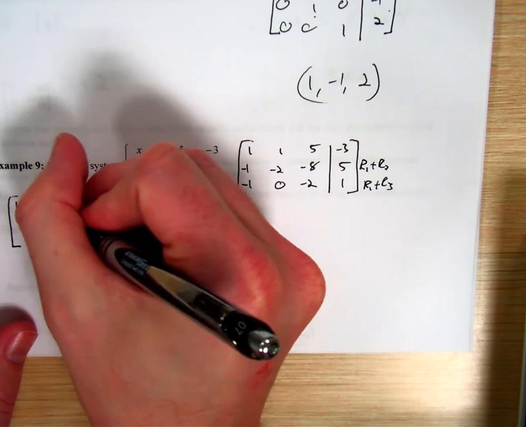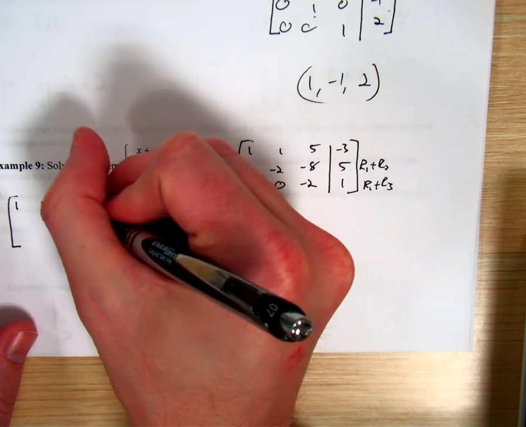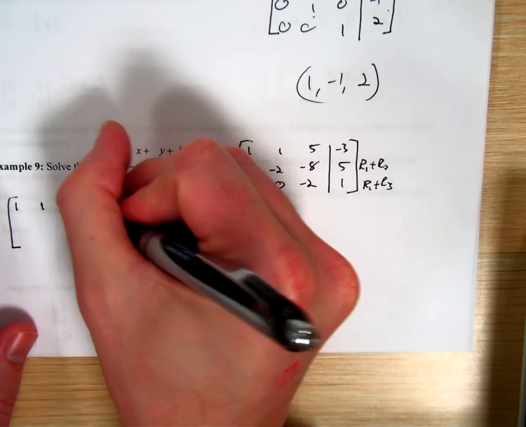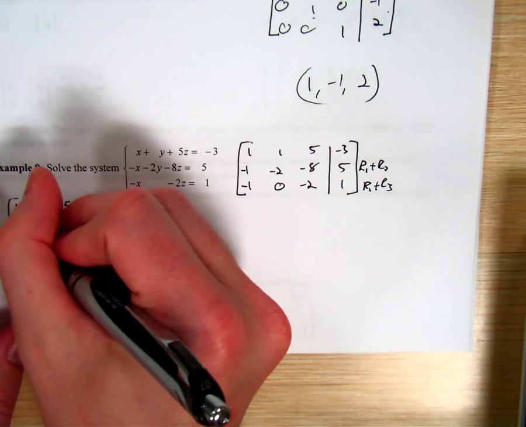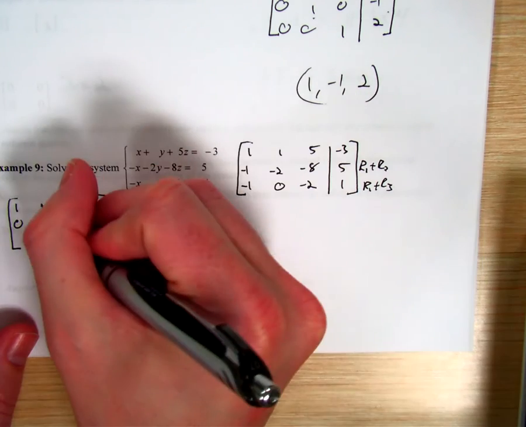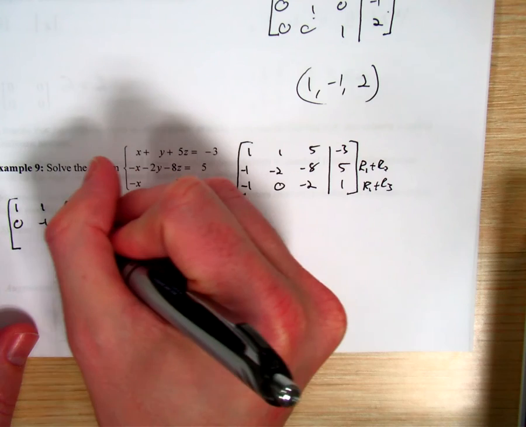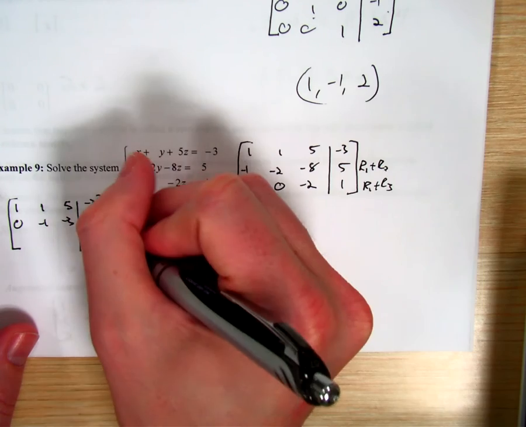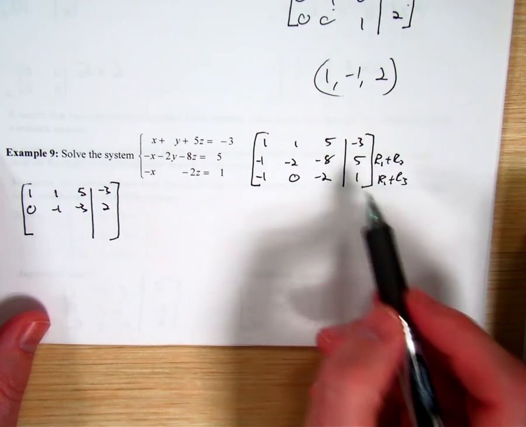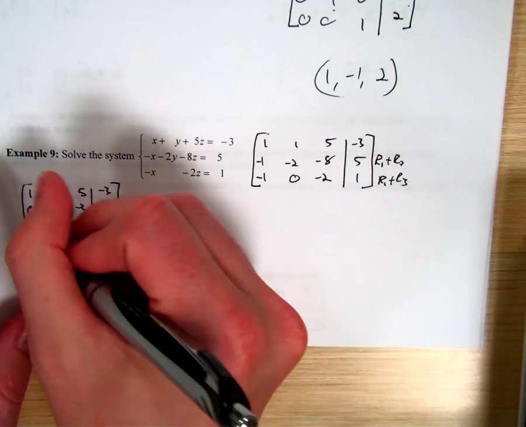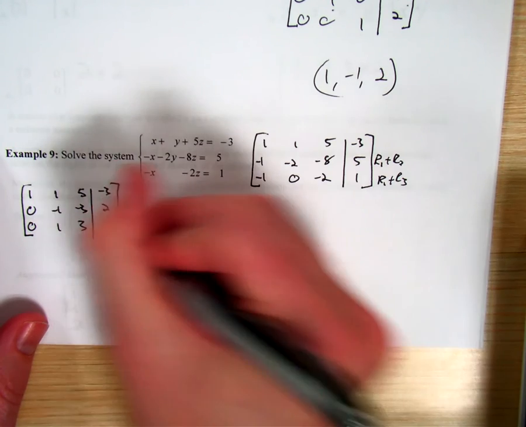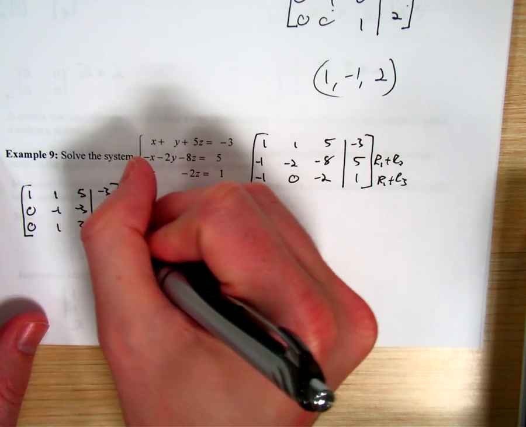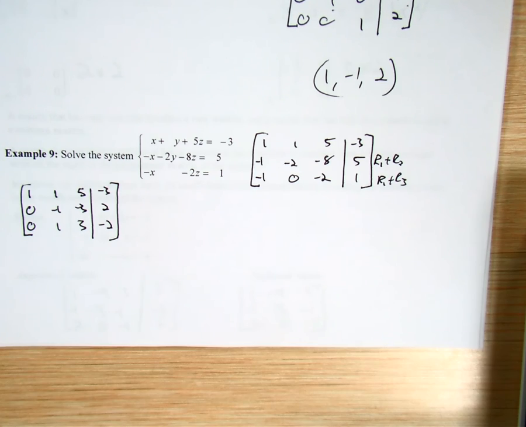So the top one stays, 1, 1, 5, negative 3. Okay, now we're adding these two together. 0, negative 1, negative 3, 2. Okay, we're adding top at the bottom. 0, 1, 3, negative 2. Okay, I have 1 with all zeros below it.